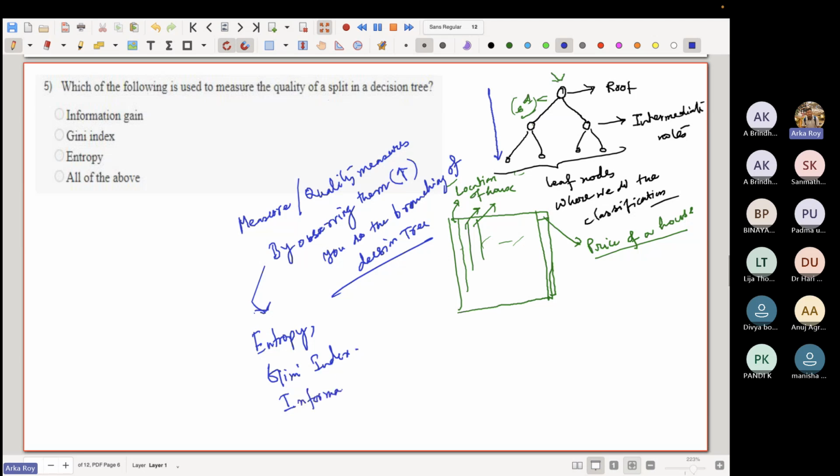If the information gain is high for a particular variable, then based on that you do the branching of the nodes. So information gain is another quite popular quality measure by which you can do the branching of the decision tree. Here they have mentioned all three as quality measures for branching or splitting the tree. Therefore, all of the above is the correct answer.